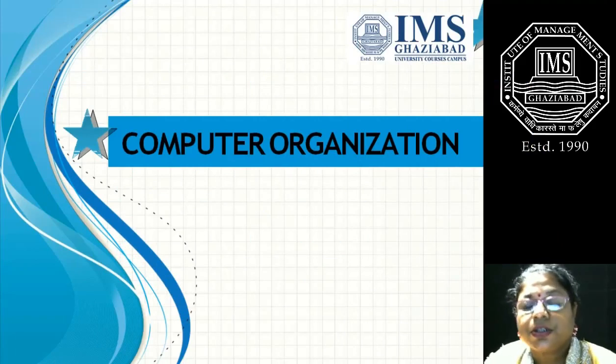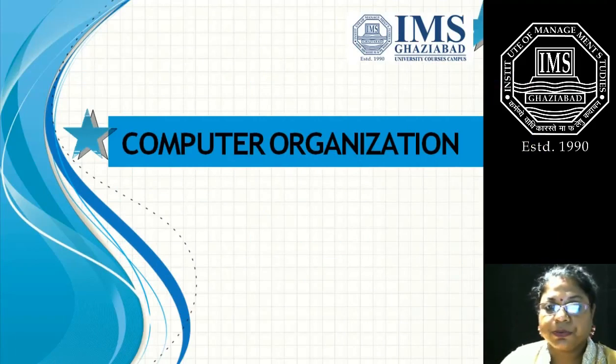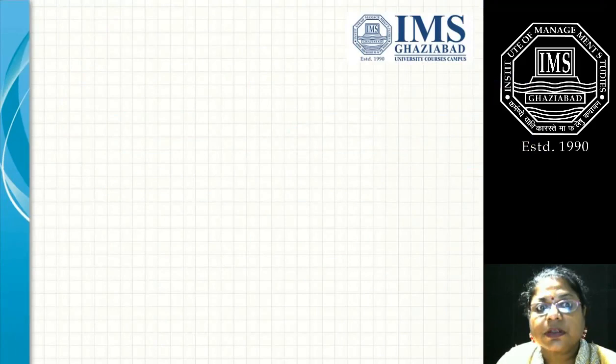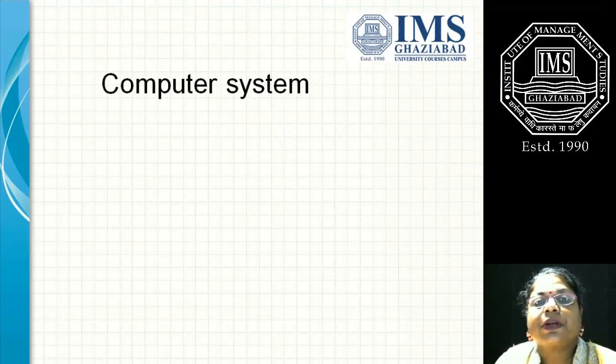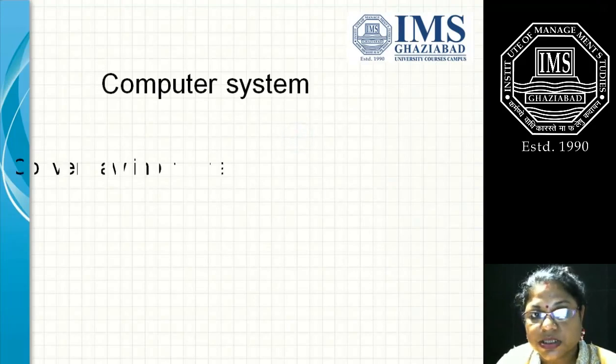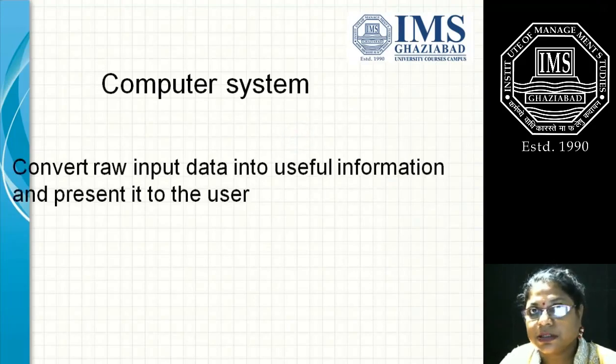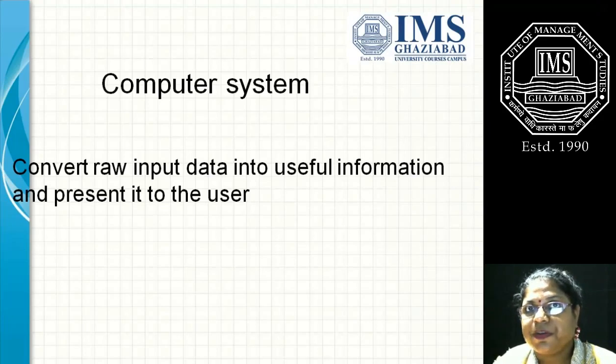Hello friends, today we are going to discuss computer organization. Now, what is computer organization? First of all, we have to know what a computer system is. A computer system is a device which is used to convert raw data into useful information, and that useful information can be presented to the user.